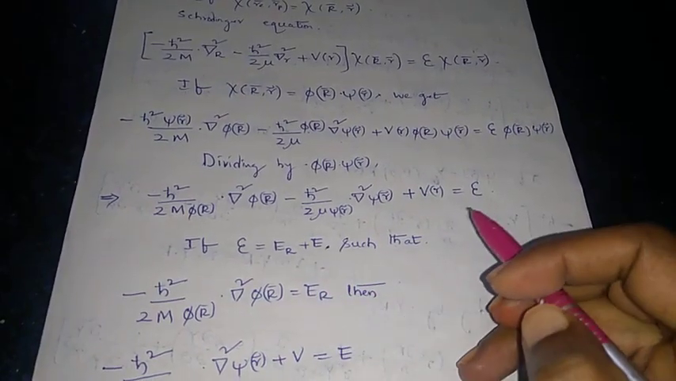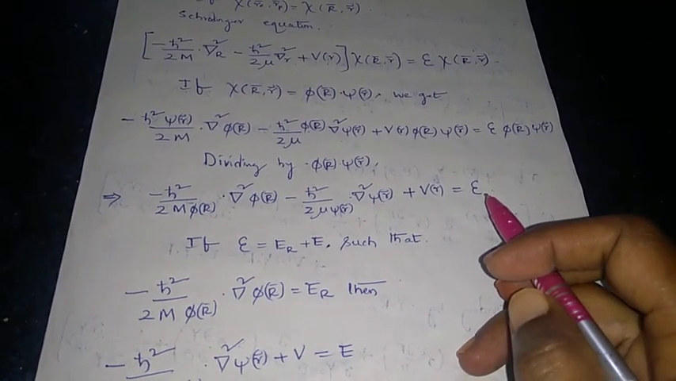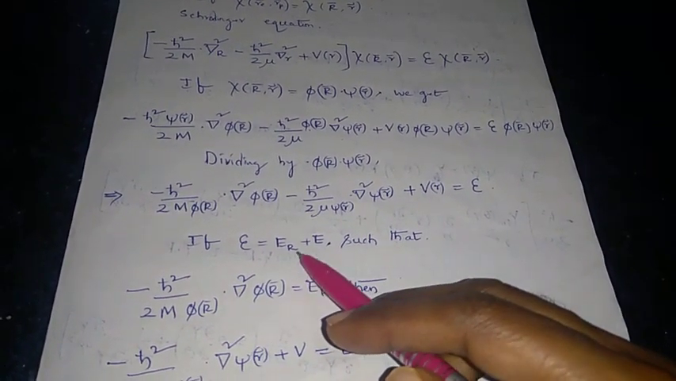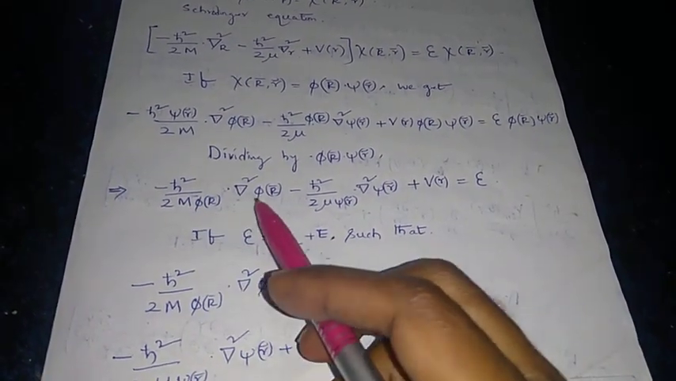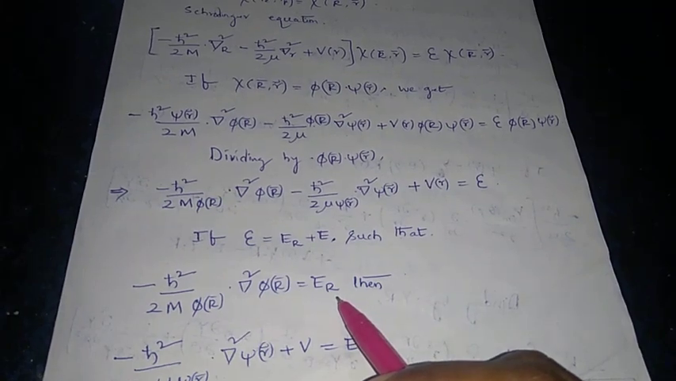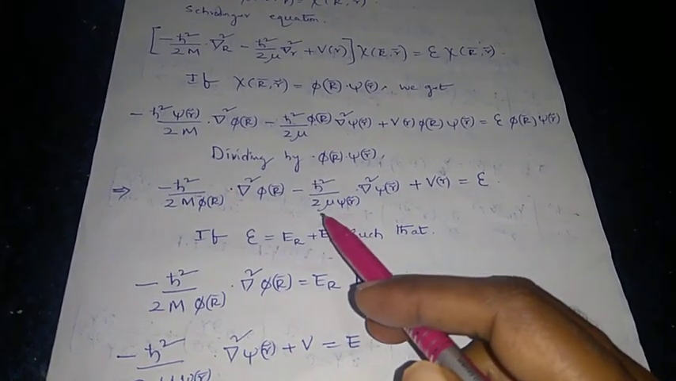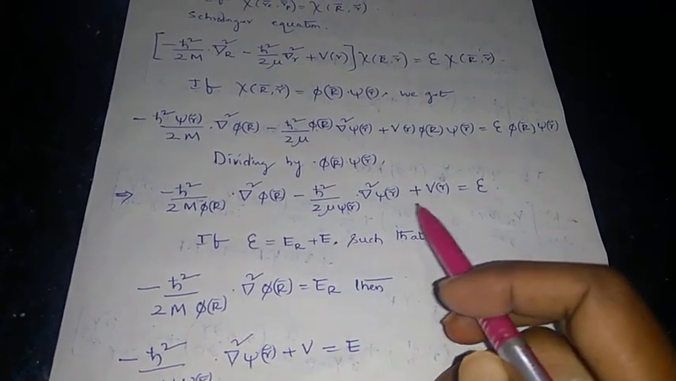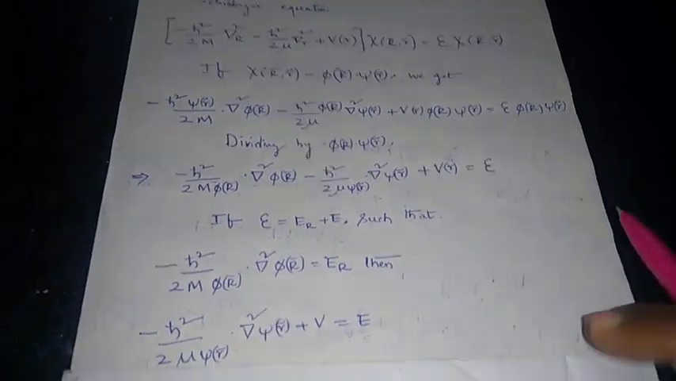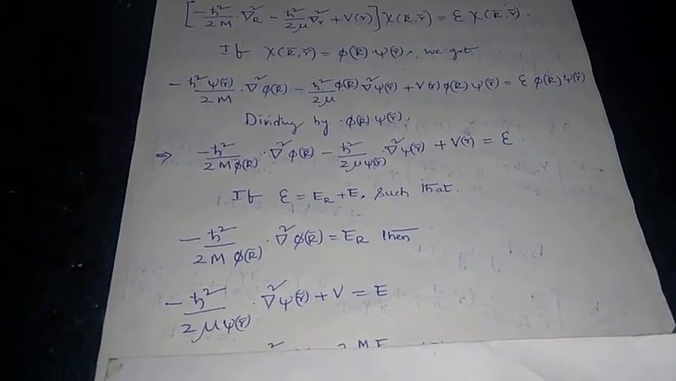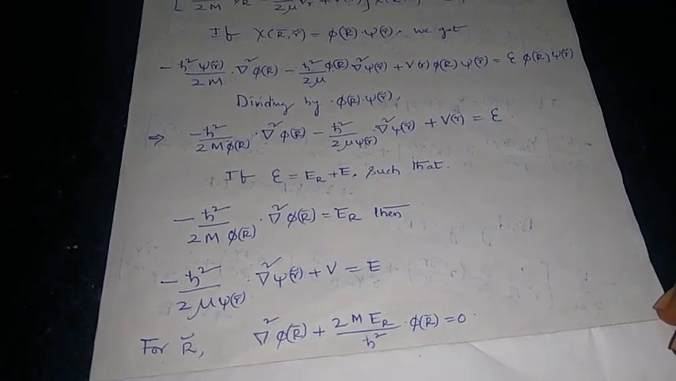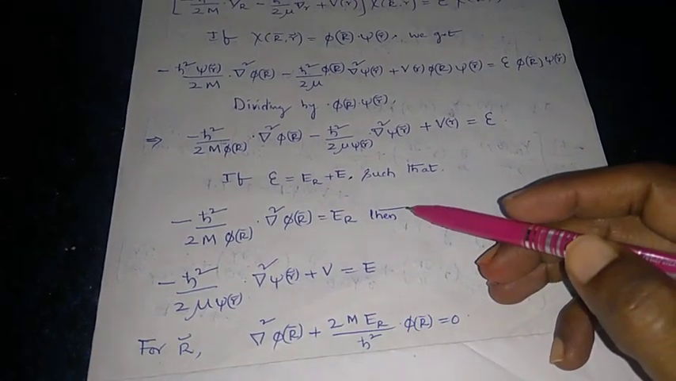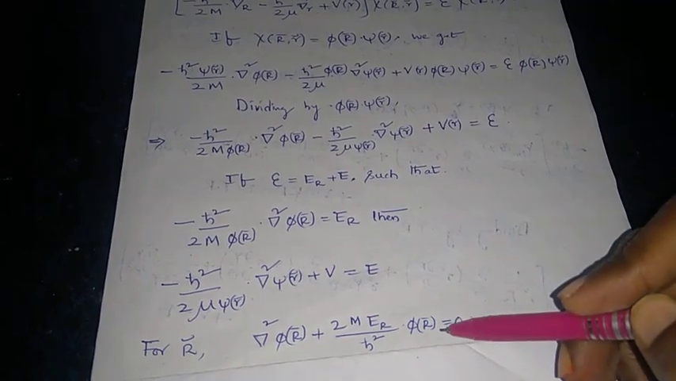And if you take the right hand side, where we had epsilon as E_R plus E, such that this first term equals this E_R, then the remaining two terms should be equal to this E. And if you rearrange this, we'll do it a bit later, but if you rearrange this equation, it will turn into this form.